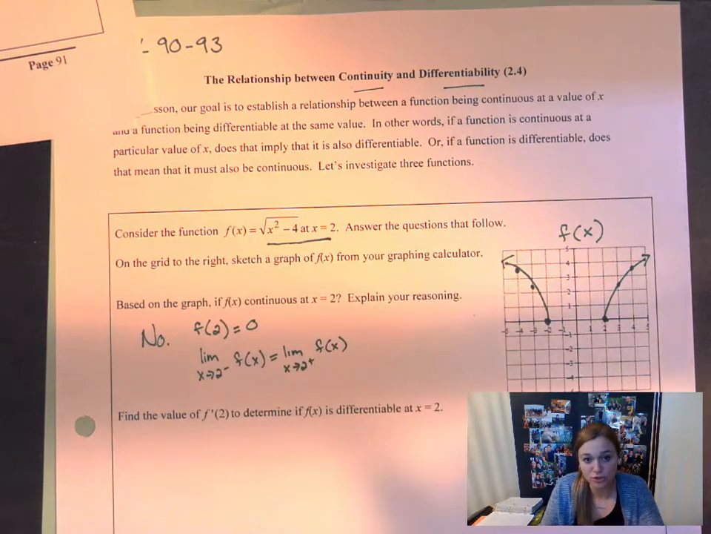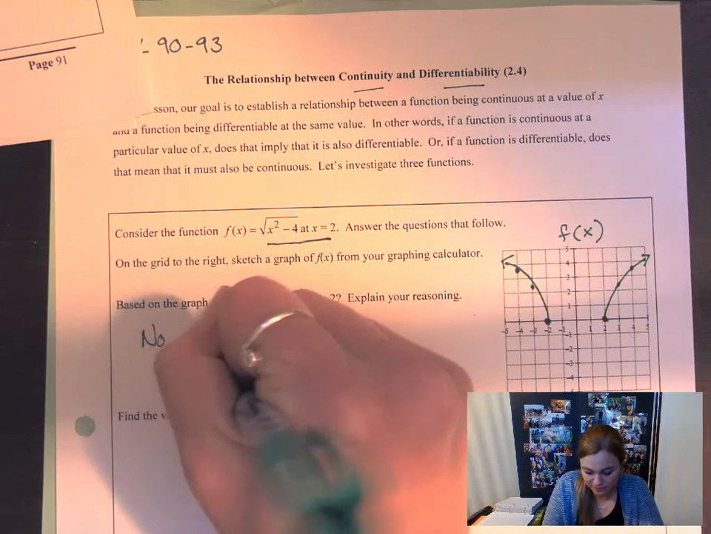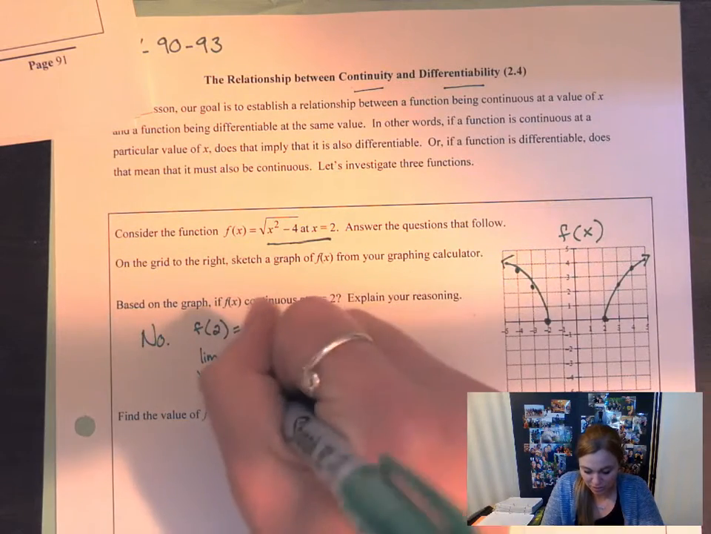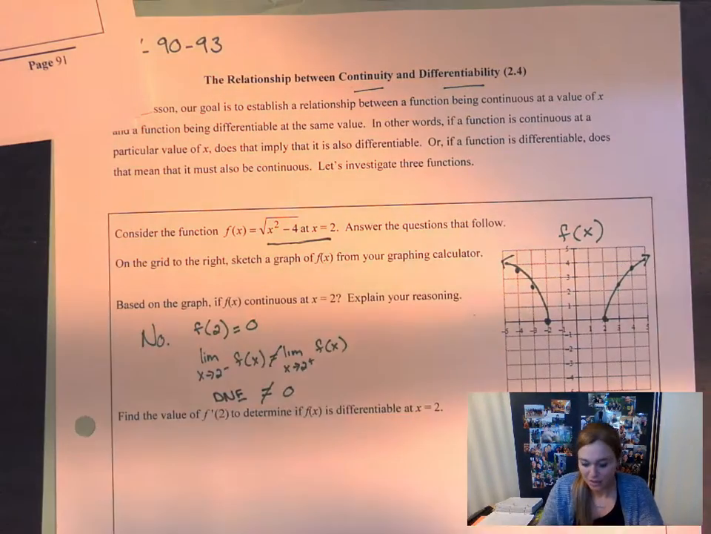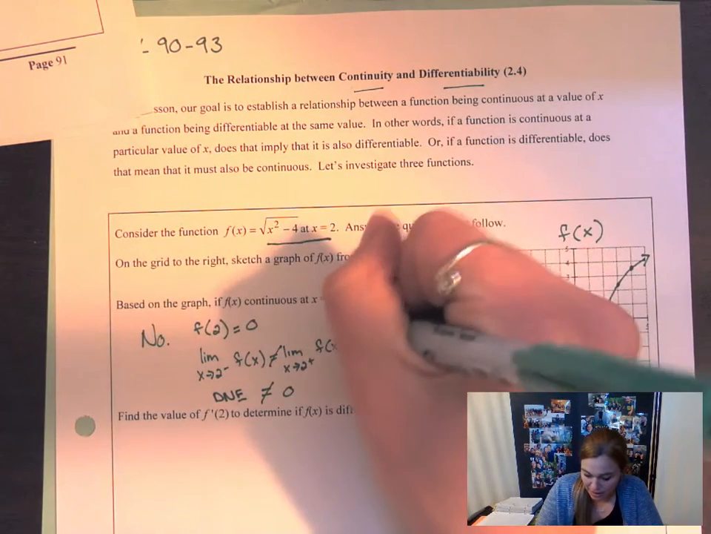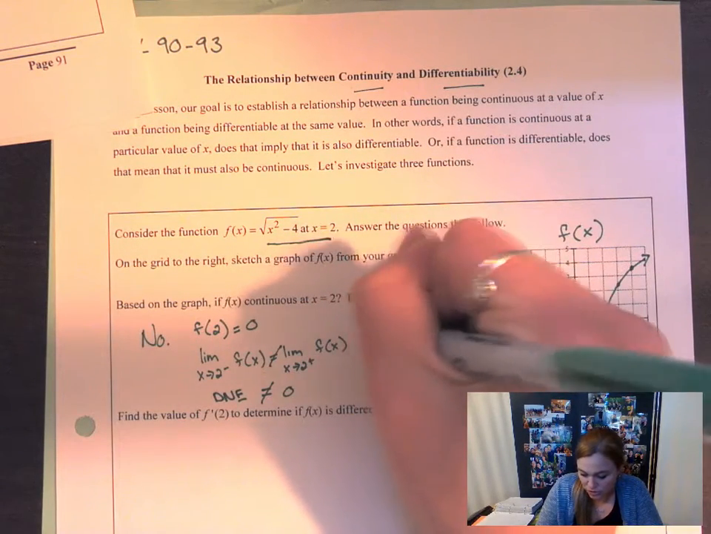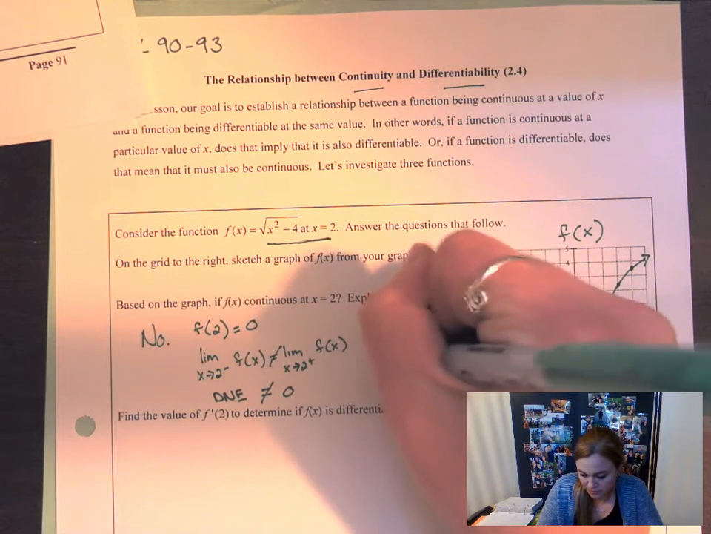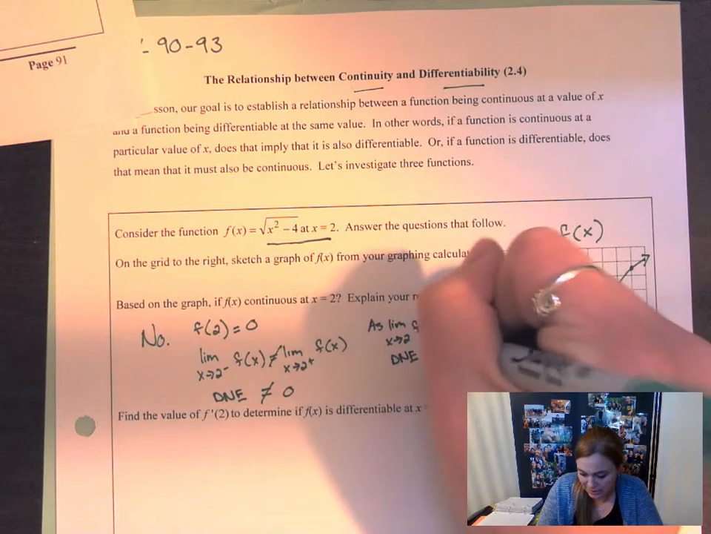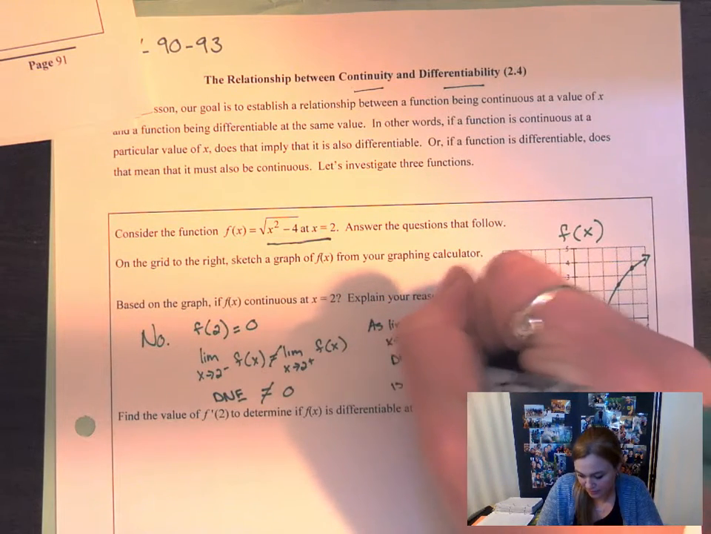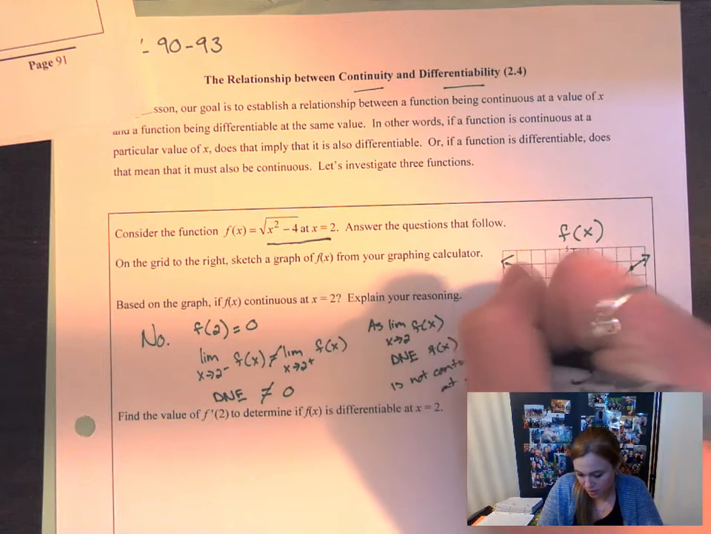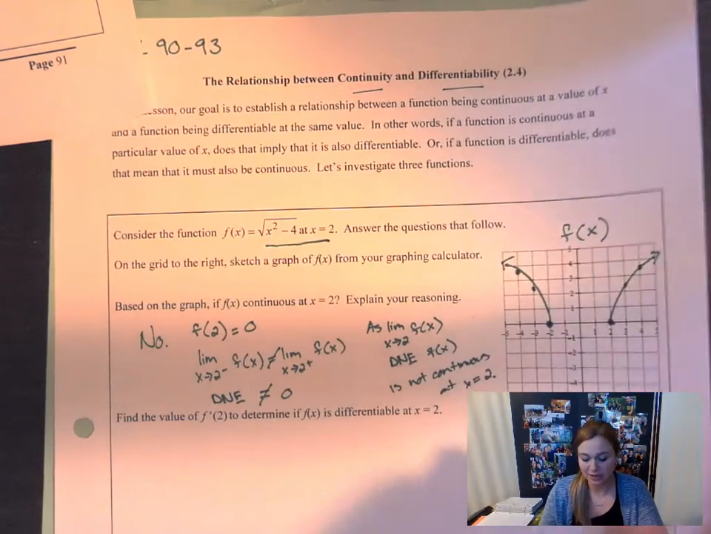The limit as x approaches 2 from the left doesn't even exist. There's nothing down here, so it does not exist. Obviously, from the right it would just be 0, but this doesn't make sense. So I'm going to say the limit as x approaches 2 of f of x does not exist. f of x is not continuous at x equals 2.